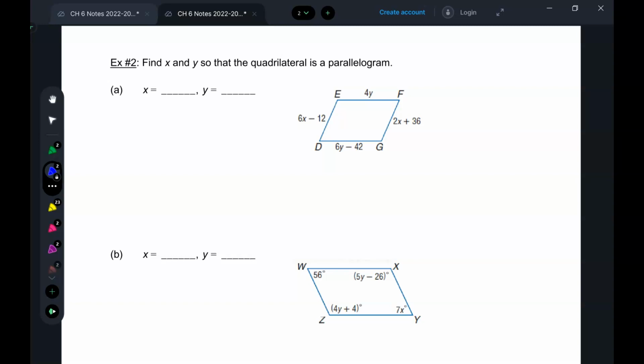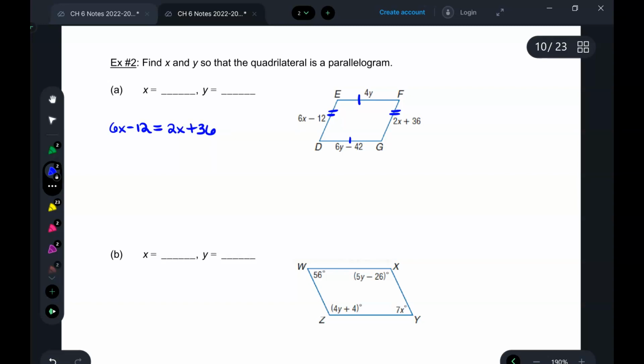They're congruent. So that means we need to set these two and these two equal. What are we going to do to solve? Let's finish the notes. You put them equal to each other. So 6x minus 12 equals 2x plus 36. So subtract 2x, 4x equals 48, x equals 12.